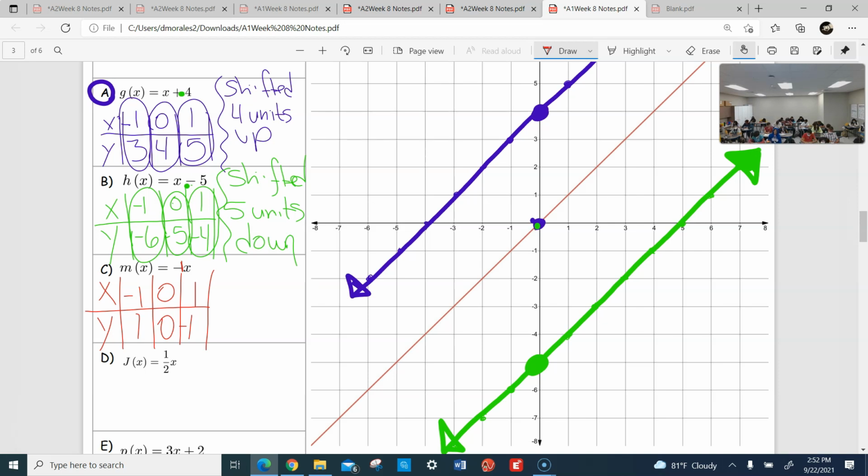From the origin, I go left 1, up 1, and then make my point right there. I go through the origin at 0, 0. So I did the first point. I just did my second point. My third point is at 1, -1, right 1, down 1.